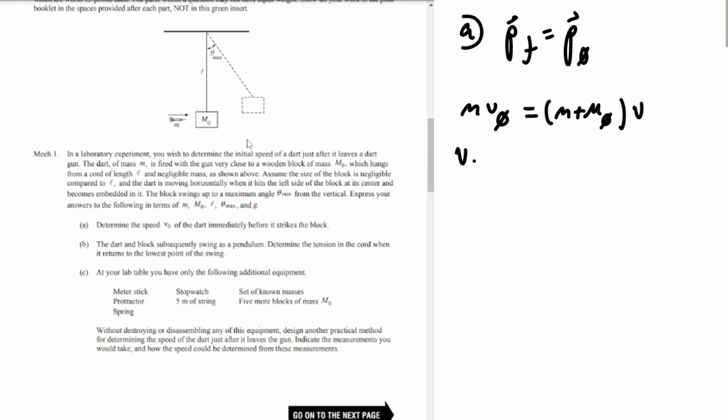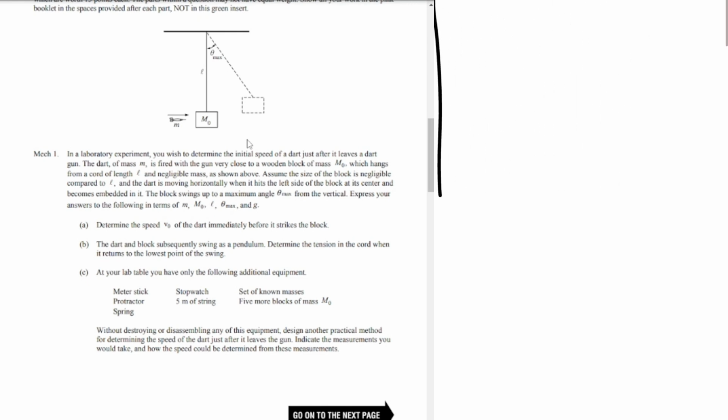So let's solve for v naught. So v naught equals m plus m naught over m times v. This velocity is the velocity that the system attains once the two, that's the dart and the block, are embedded and moving. So this is v, the final velocity of the two. Well, what's the final velocity of the two? We're about to figure that out over here. Oh, great, there's a lot of space.